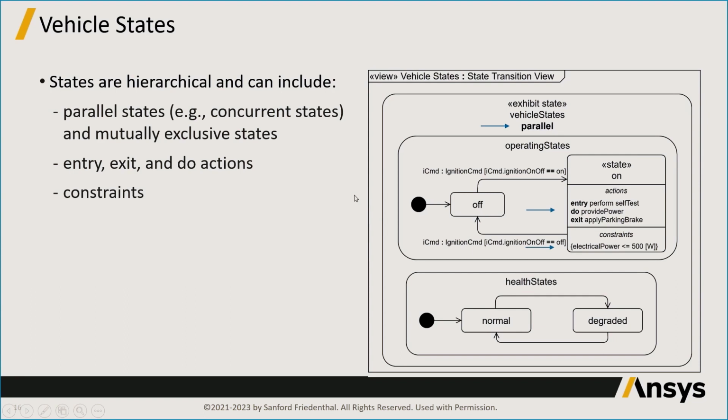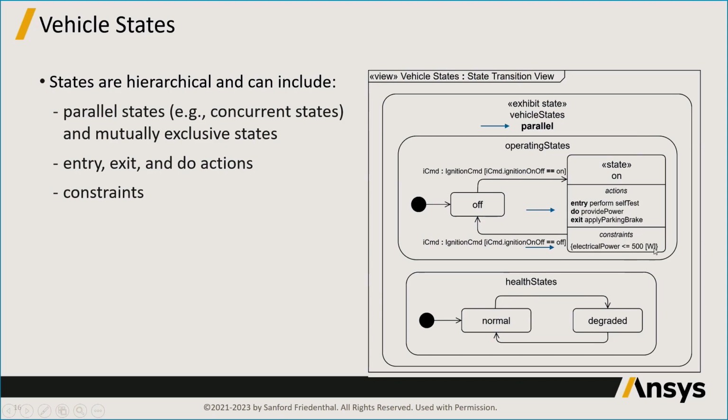Finally, you see there's a constraint that is imposed during the on state, that the electrical power, that's the attribute I showed on the previous slide, must be less than or equal to 500 watts. Because electrical power was defined based on the library quantity kind of power, I could automatically apply watts and a value with watts, units watts to this attribute. It automatically knows that based on the library. On the next slide, we'll see the textual notation for the vehicle states.